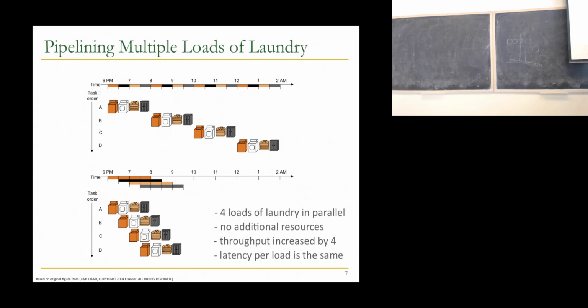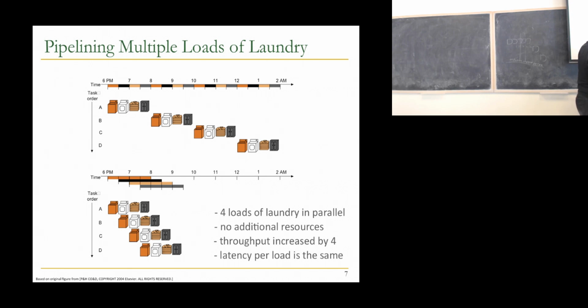And latency per load is the same, though. If you look at this, latency is 4 time units for each load. So that's critical. In a pipeline, you haven't changed the latency. Actually, we will see that you will increase the latency in a real instruction processing pipeline, but you improve the throughput. Make sense? By improving the throughput, you reduce the latency of the entire program or entire set of loads to finish, but not individual load latency.